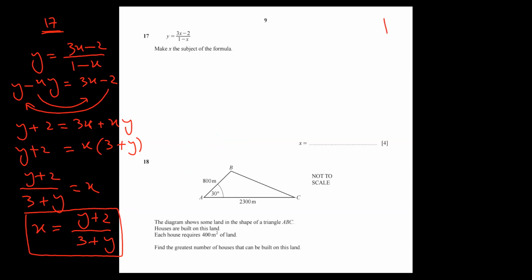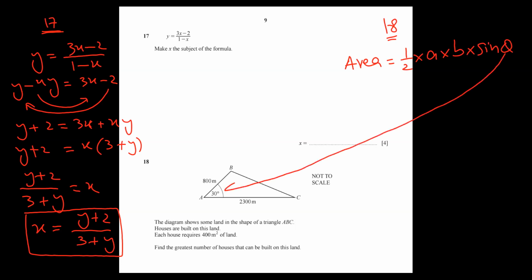Question number 18. In this question, we have a triangle given, one side, second side, and the middle angle. So you remember this kind of question, if you're looking for the area, we can use a formula. He said that houses are built on the land, and each house requires 400 square meters of area. So first of all, I get the area, and the formula for area is half into base into height, if we have a 90-degree angle. Otherwise, we have this formula. This is always the angle in the middle of the sides.